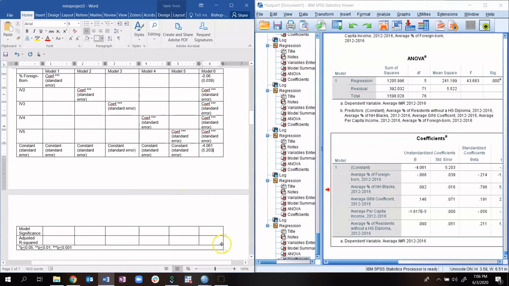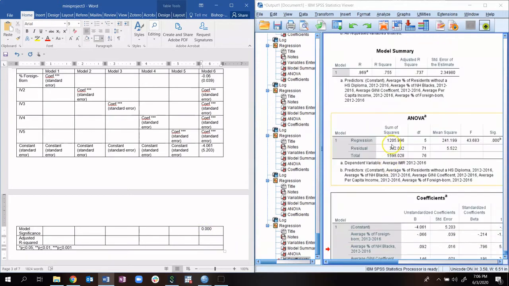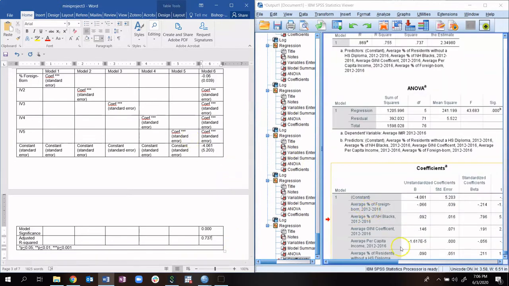And then, if I remember correctly, we need model significance. We're going to take that from the ANOVA table, and this is going to be 0.000. And then the adjusted R squared comes from the model summary table. It's going to be 0.737. Okay, so that's that part of it.